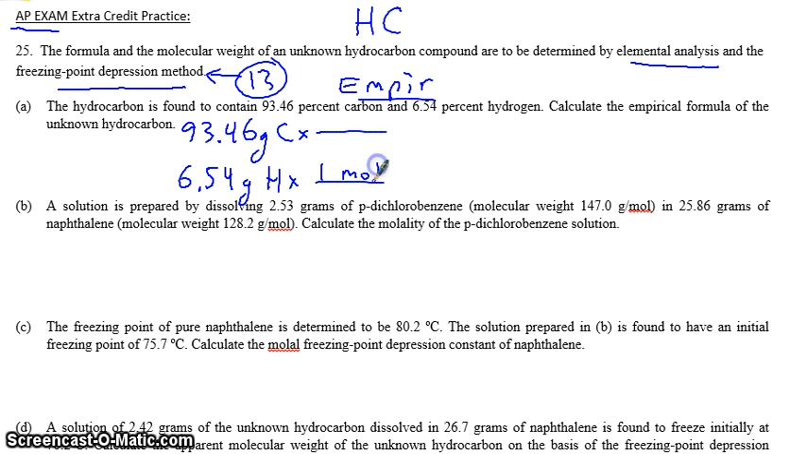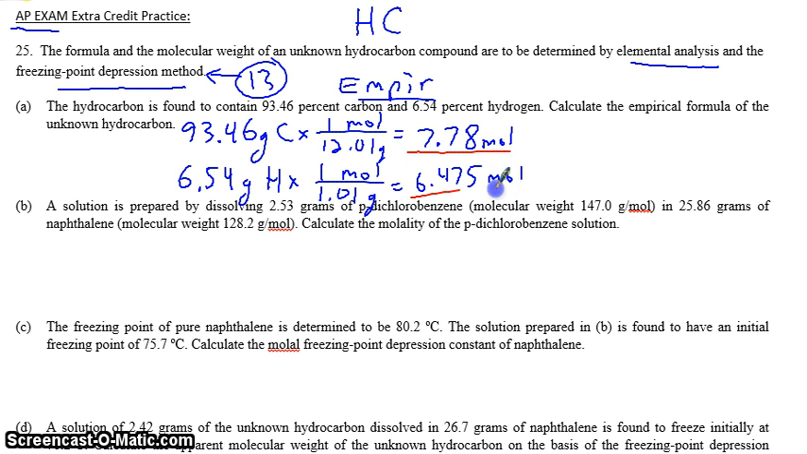A mole of hydrogen is 1.01 grams. A mole of carbon is 12.01 grams. So if you do 93.46 divided by 12.01, we get roughly 7.78 moles. Down here, we do 6.54 over 1.01, we get 6.475 moles. The next step, recall, was to divide by small.